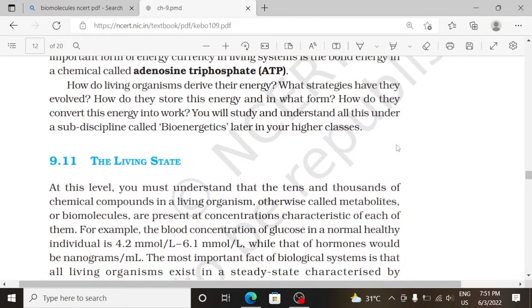What strategies have they evolved? How do they store this energy and in what form? How do they convert this energy into work? You will study and understand all this under a subdiscipline called bioenergetics later in your higher classes.